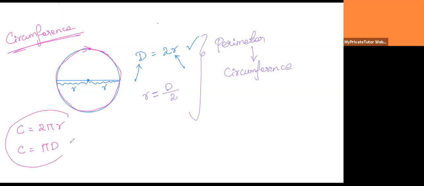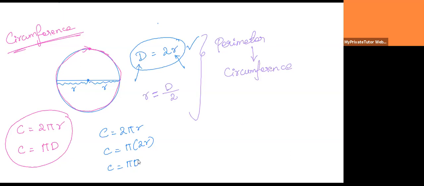I hope you know why. Because as we discussed, d equals 2r. So C equals 2 pi r in essence. C equals pi times 2r. What is 2r? Which is d. So that's why we can say the circumference of a circle formula is 2 pi r or pi d. Both are the same, both are correct.